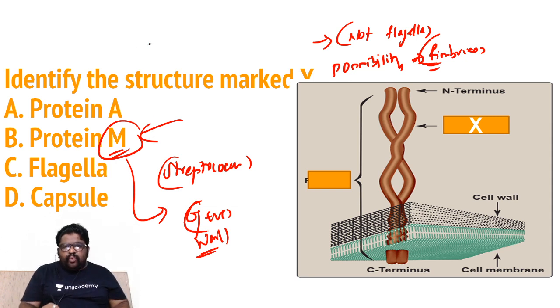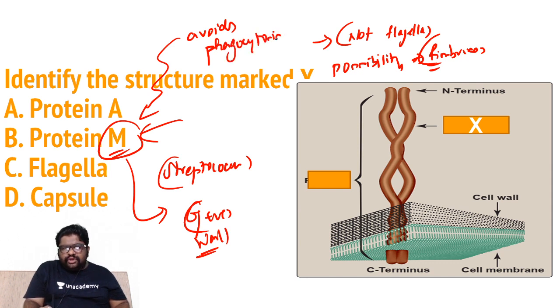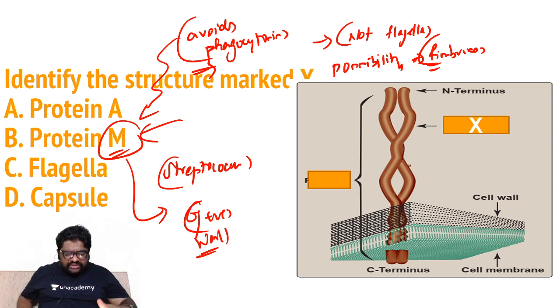Now tell me, what is the mechanism of protein M? Protein M avoids phagocytosis. So it is anti-opsonizing in nature. So have a look at this particular picture. Tell me if you have any questions. I'll try to answer your doubts. If you have any questions, please ask me.